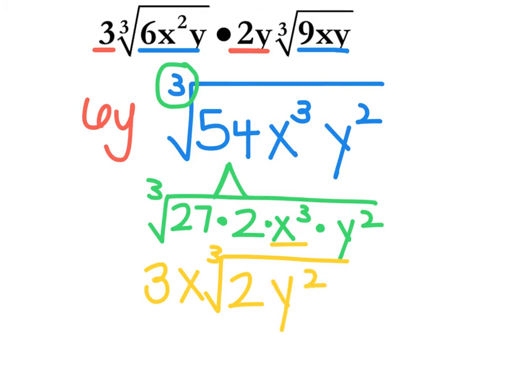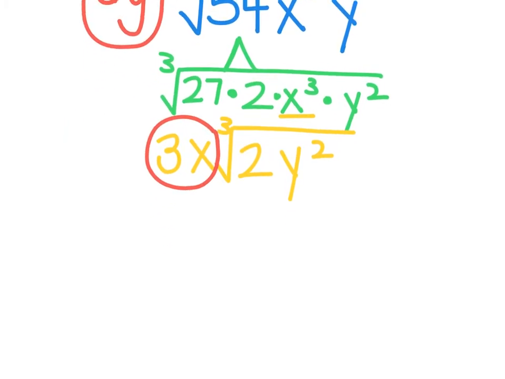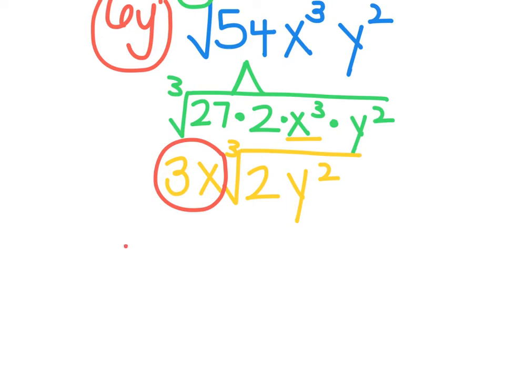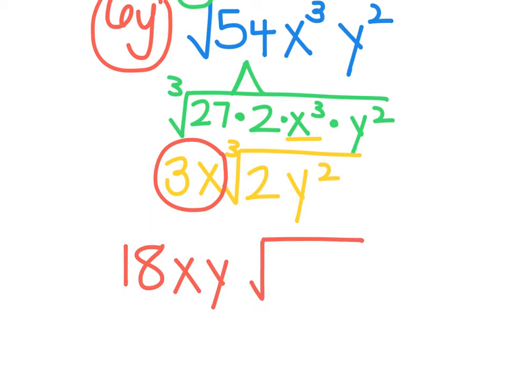And now I just have to multiply the outsides together one more time. 6 times 3 is 18. I have my x, I have a y, and then I have a cube root of 2y squared. And that's the answer, guys.